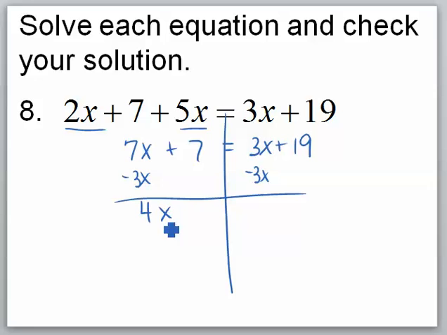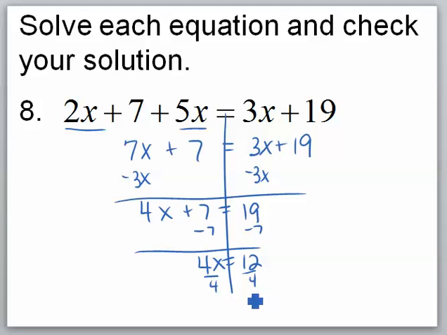That gives me 4x plus 7 equals 19. I'll move that by putting a -7 on both sides and get 4x equals 12. Divide by 4 on both sides and I get the answer of x equals 3.